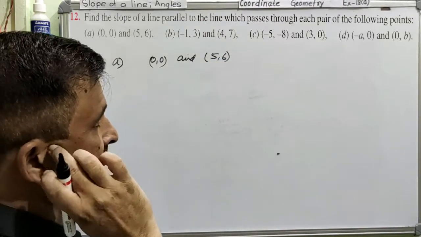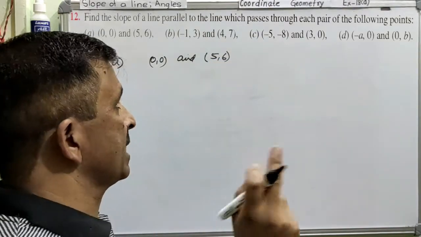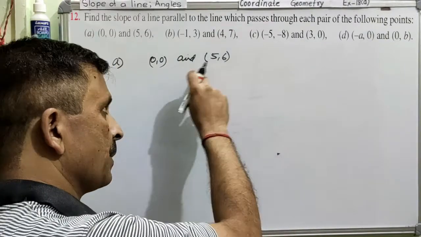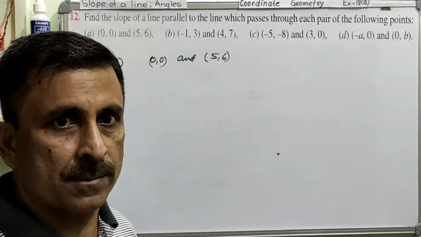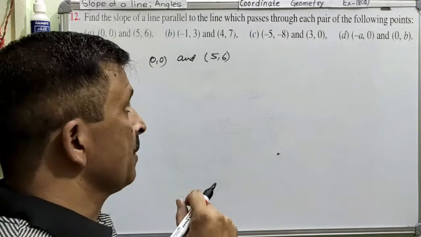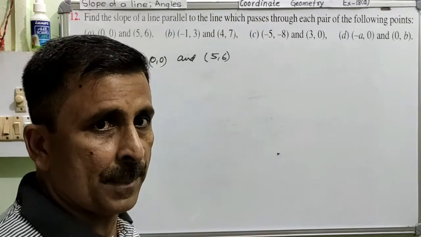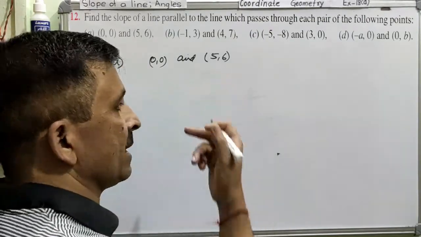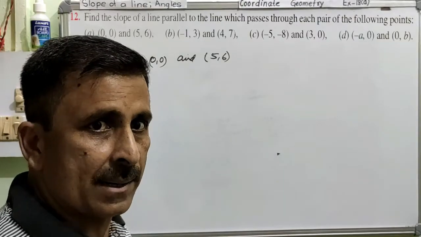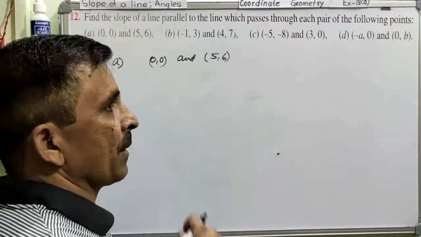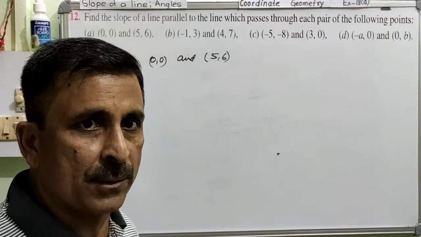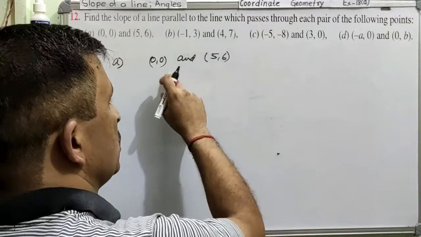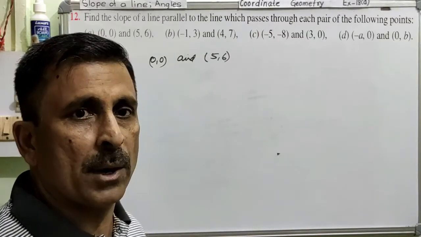Now the question says that we have to find the slope of a line which is parallel to the join of these two. Is this very clear? Since we know that the lines are going to be parallel, the slope of this line will be the same as the slope of the parallel line. So you just calculate the slope of this, and the same will become the slope of your parallel line. And you know how to calculate the slope when the 2 points are given.